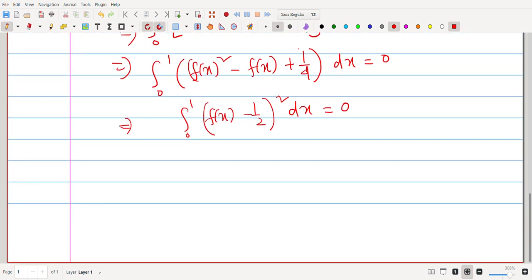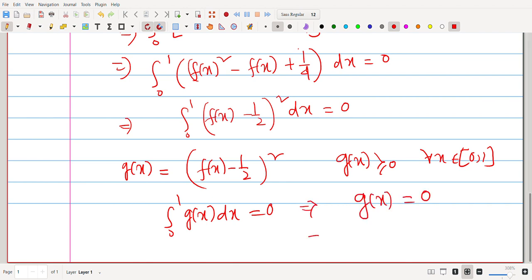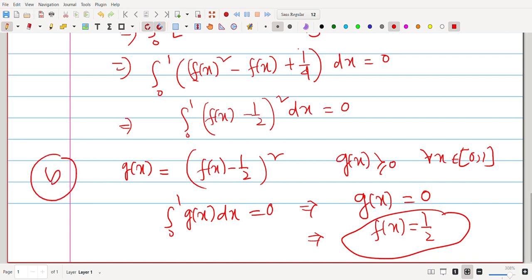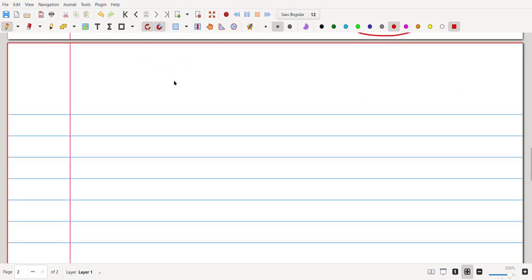Now f(x) is a continuous function, that means f(x) minus half is also a continuous function and that square is also a continuous function. So if I replace g(x) equal to (f(x) minus half) square, then I can see that g(x) is always greater than or equal to 0 for all x inside the closed interval 0 1, and the integral from 0 to 1 of g(x) dx equal to 0. And since g(x) is continuous and g(x) is greater than or equal to 0, that will imply g(x) equal to 0. Then that will imply f(x) equal to half. So this is the only function. That means exactly one function exists. So option B is correct. Go to the third one.